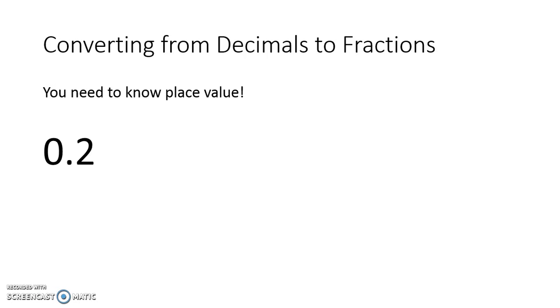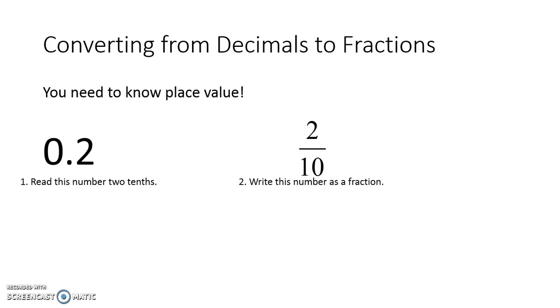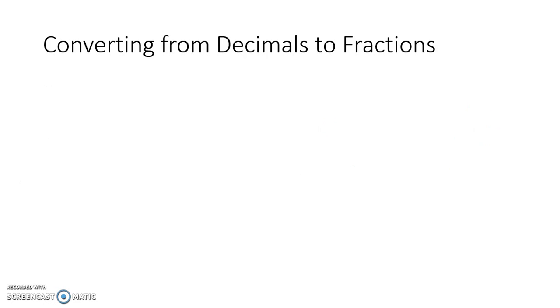If I were looking at this decimal, 0.2, and I wanted to convert it to a fraction, I would first need to read the number out loud, 2 tenths. Then write that number as a fraction, 2 over 10, or 2 tenths. They're read the same way. Finally, I would need to simplify my fraction, and in this case I can divide the numerator and denominator by the common factor 2 to get 1/5. And that's my answer. Let's look at another one.